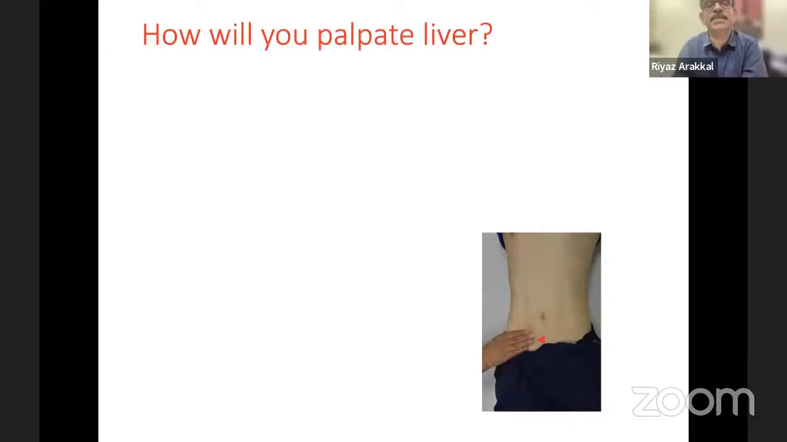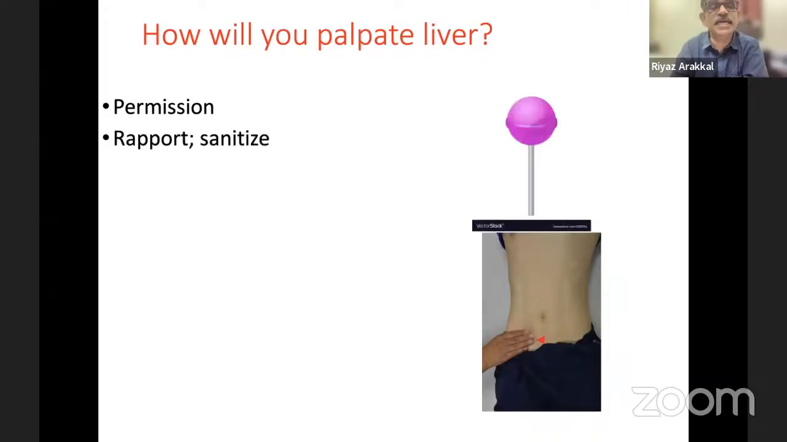Now, how will you palpate the liver? This may be an OSCE, especially for DNB students. What are the steps in palpating the liver? The first step is getting the permission of the child. Always get the permission of the child. Never start palpating without the child's permission. Second step is to build a rapport. You can show some toffee, some lollipop, something like that. So always carry sweets to the examination hall.